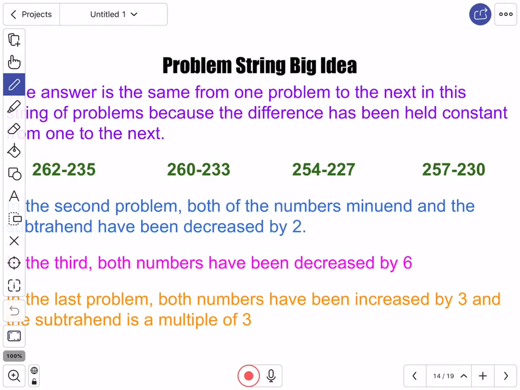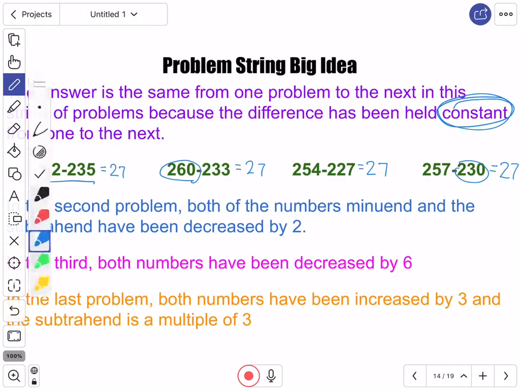So thinking about all of these problems, the answer is the same from one problem to the next in this string of problems because the difference has been held constant. So that is what this lesson is called, constant difference, from one to the next. So 262 minus 235, remember, was 27. 260 minus 233, again, that was 27. Notice that this one ends in a 0, and so does that one. Just keep that in mind for a second. 254 minus 227, that also equaled 27. And finally, 257 minus 230 also equaled 27, okay?